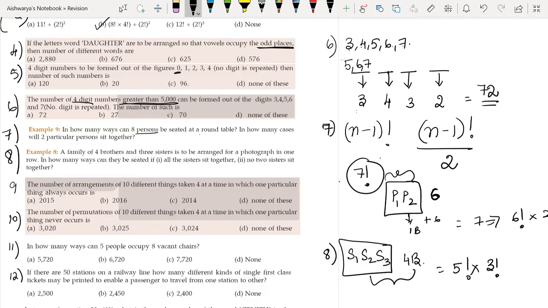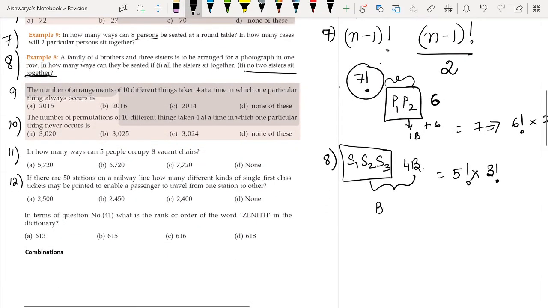Now the next question is no two sisters sit together. So this is where I want you to pay your attention. Okay, we have not done this type in any of the problems above. No two sisters sit together means brother 1, brother 2, brother 3 and brother 4. In between these people the sisters are going to sit. Okay, in between these brothers.